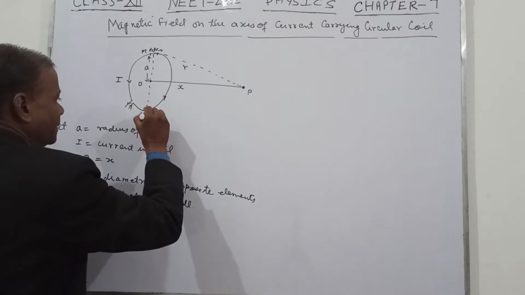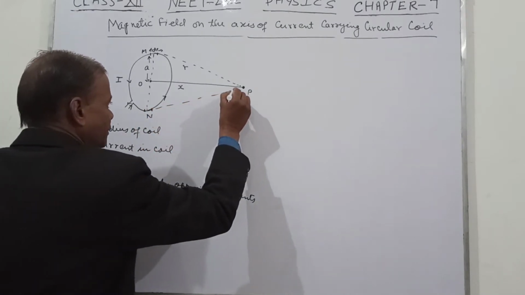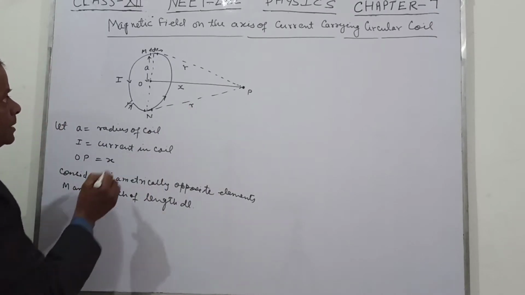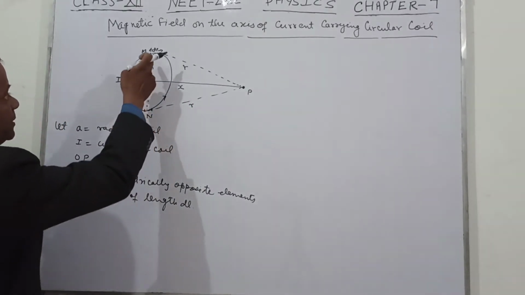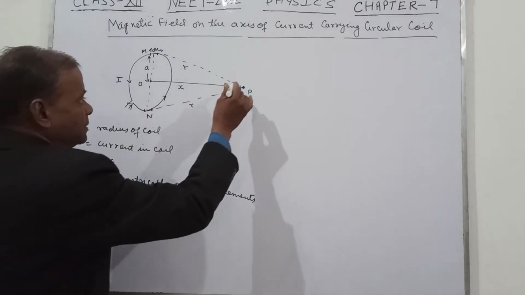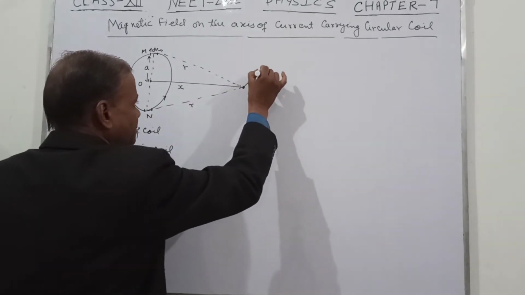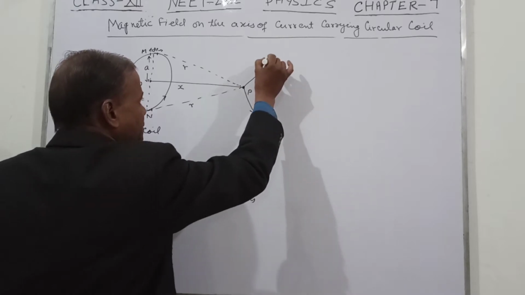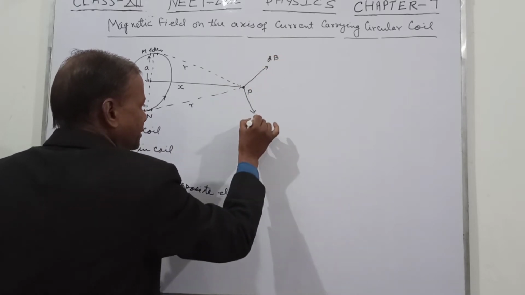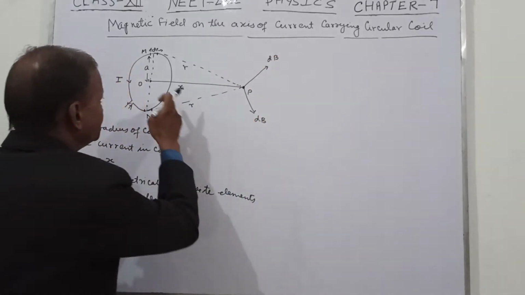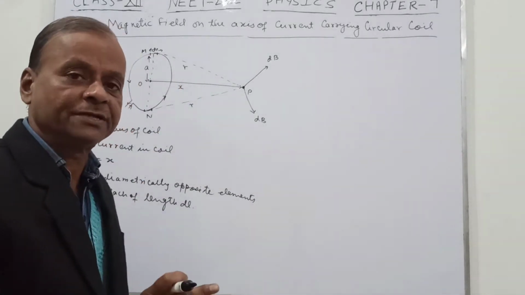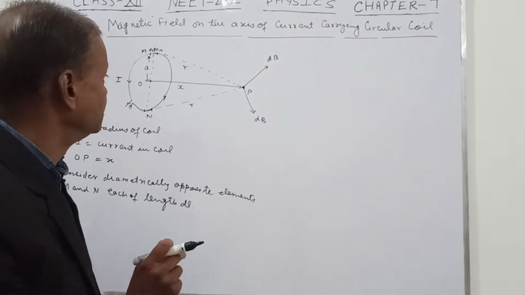Similarly, here this is also R. The magnetic field because of these two elements M and N will be in this direction. This is the magnetic field dB. Since both the elements are at equal distance from the point P, they will have the same magnetic field.